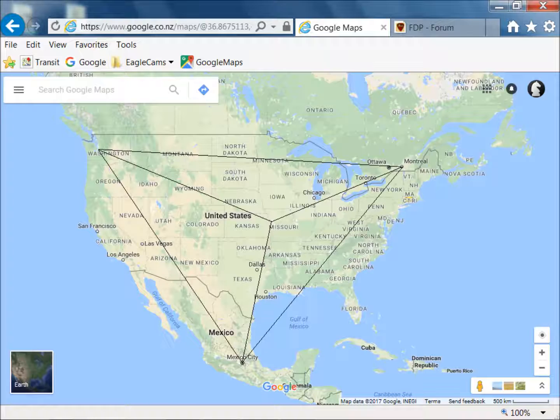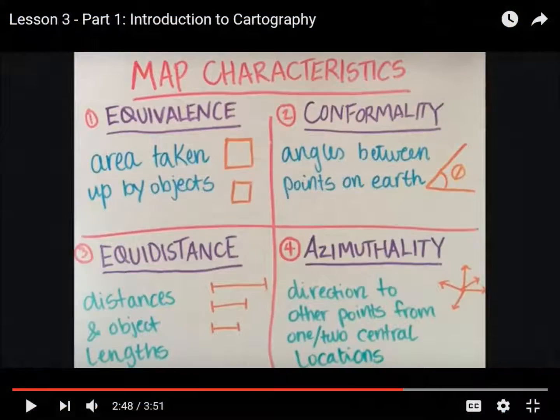In my preparation, I did a little research to find out what map making is all about, and I found that there are 4 main issues, shown here on this screen from a video called Introduction to Cartography. There's equivalence, which is proportions of areas to scale. There's conformality, which is the directions from any point to all others be correct. There's equidistance, which is linear distance being to scale. And then azimuthality, which is the directions from any single point to all others be correct.